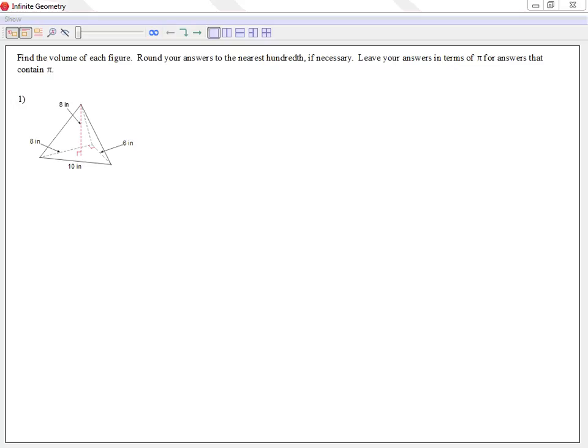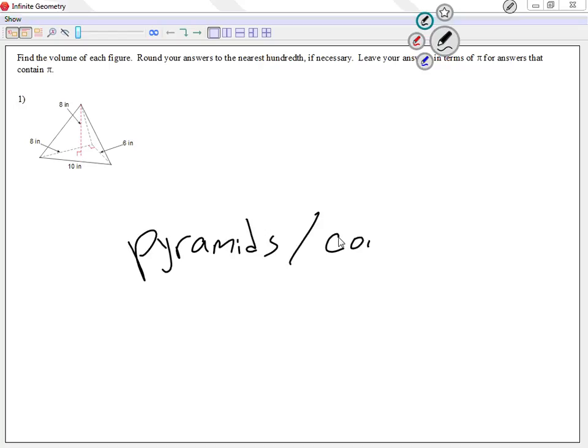So for the notes for today, at the bottom of where we left off yesterday, I'm just going to add something small to it. Right at the bottom, do me a favor and write pyramids slash cones. So pyramid slash cones. Like I said, we're going to add that to the bottom of our notes.